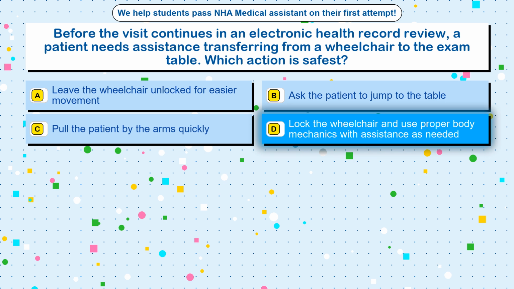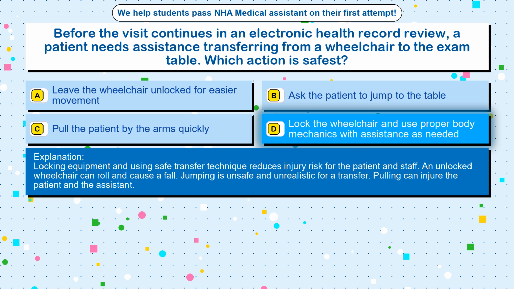The correct answer is option D. Lock the wheelchair and use proper body mechanics with assistance as needed. Locking equipment and using safe transfer technique reduces injury risk for the patient and staff. An unlocked wheelchair can roll and cause a fall. Jumping is unsafe and unrealistic for a transfer. Pulling can injure the patient and the assistant.